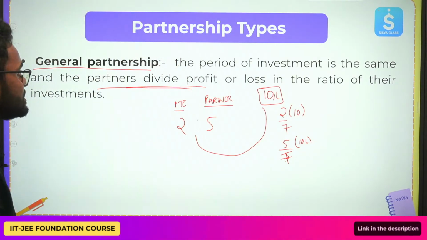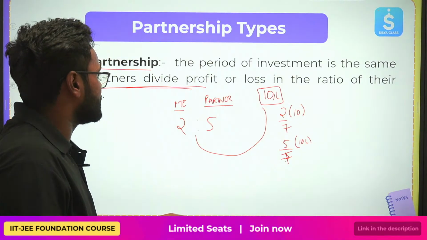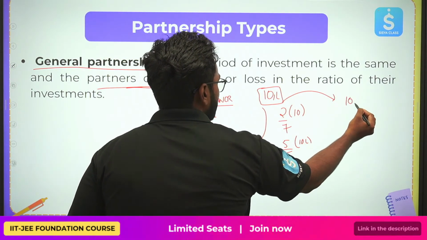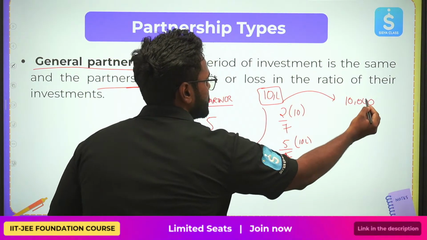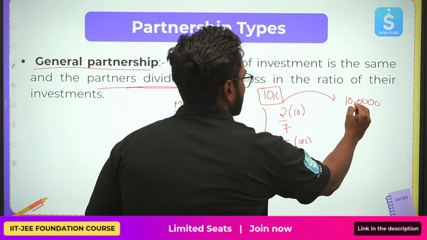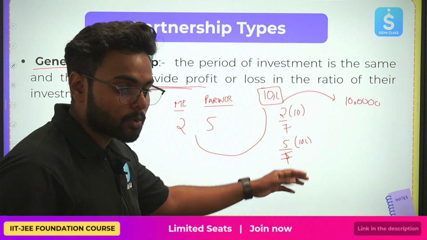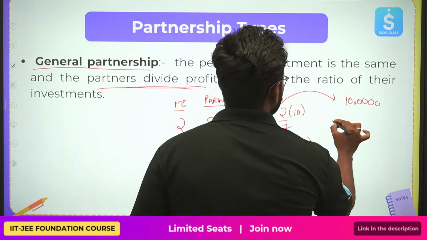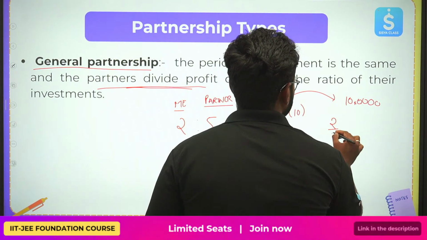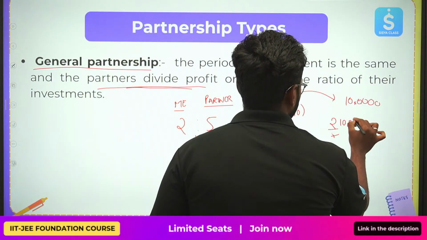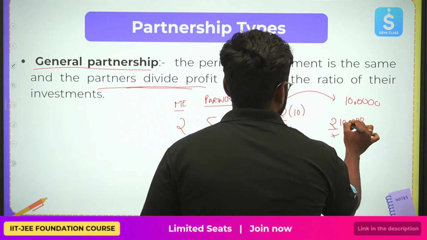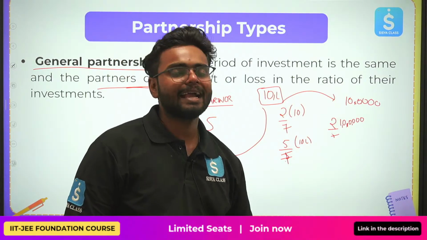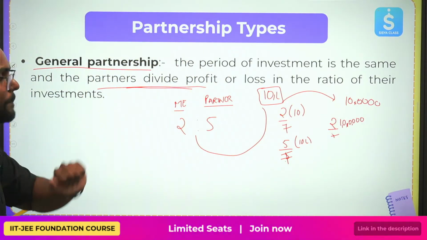Great. Now in this 10 lakhs, we are getting a profit of 1 lakh. Even this profit is shared in the ratio in which we have invested. So I'd be getting 2/7 parts of this, and he'd be getting 5/7 parts of this 1 lakh rupees. This is what a general partnership is.